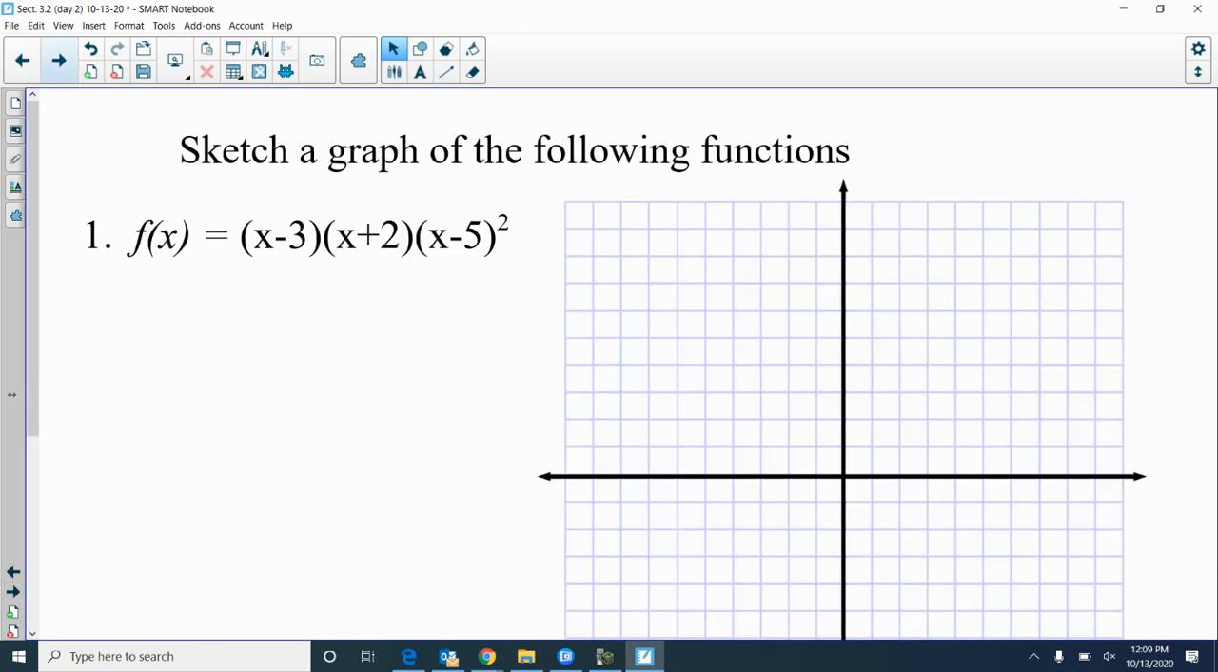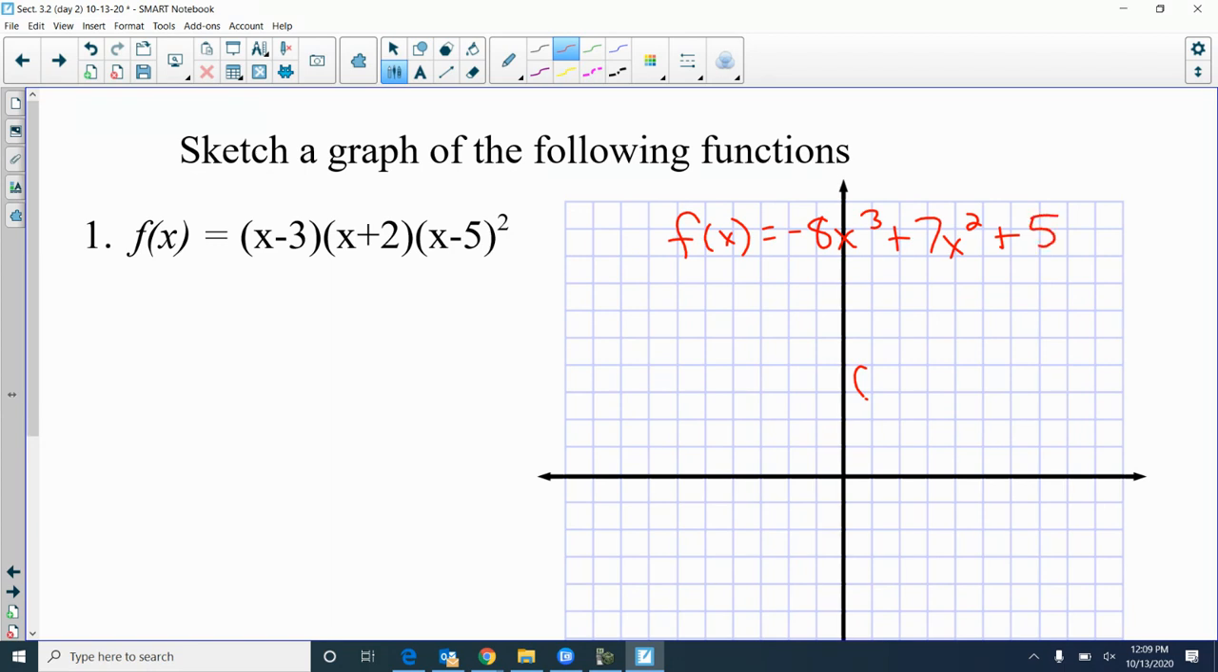All right, so here's your first one, and I'm going to go through a couple other things that are important. First is the leading term. Let me just make something up. F of x equals negative 8x cubed plus 7x squared plus 5. What is the leading term of that? It would be negative 8x cubed.